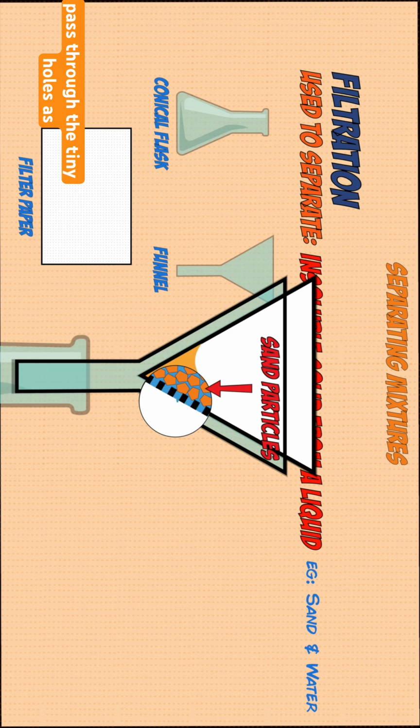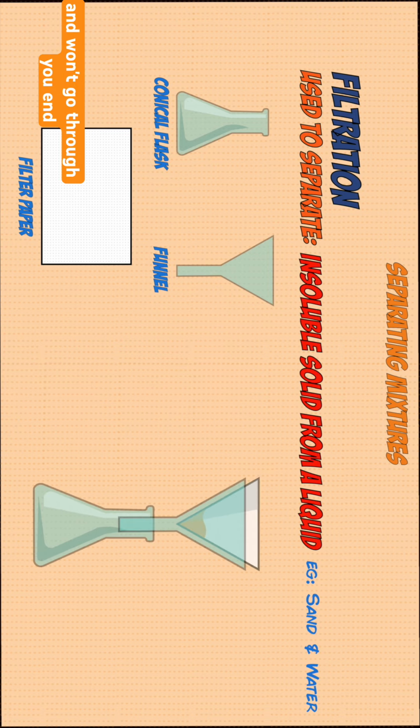particles will pass through the tiny holes as they're small enough, whereas the larger sand particles remain on the paper and won't go through. You end up with water in the conical flask and sand on the filter paper.